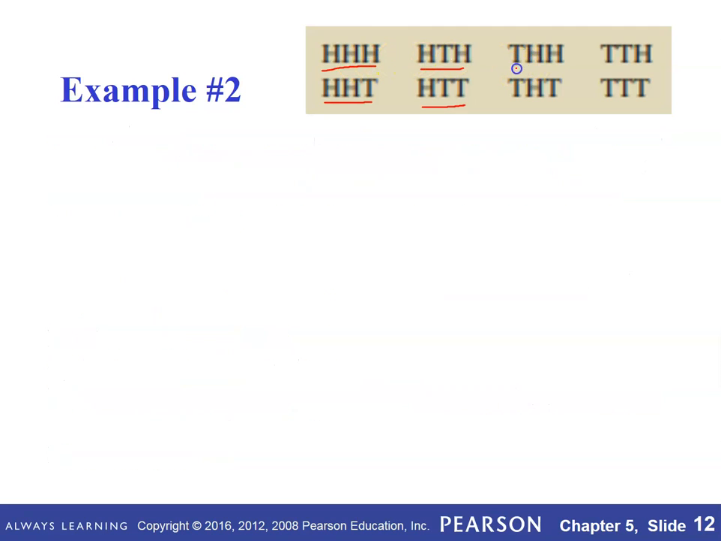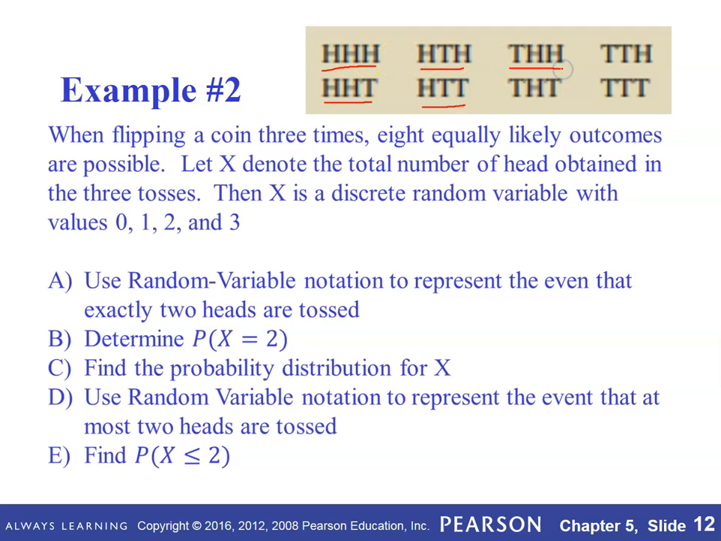So if we move on here, let's say it begins with the tails and then 2 heads. We could have a tails, a heads, and then a tails. Or tails, tails, and heads, and the final possibility would be tails, tails, tails.